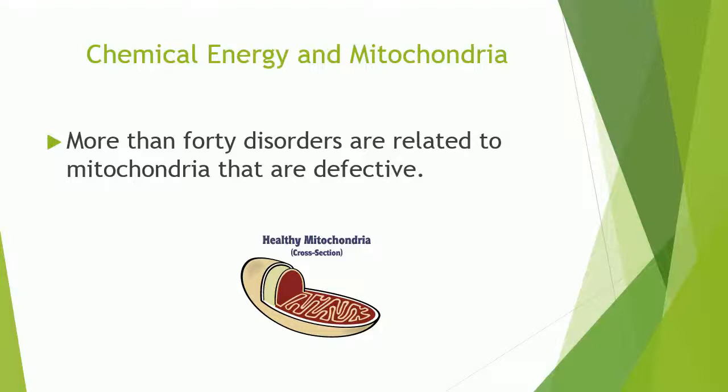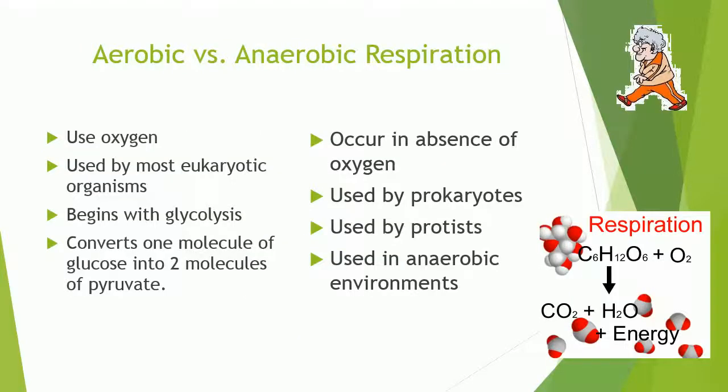And there's more than 40 different disorders that are related to mitochondria that are defective. And below is what a mitochondria would look like with a cross-section view of it. And we'll be talking about mitochondria several places there in the PowerPoint.